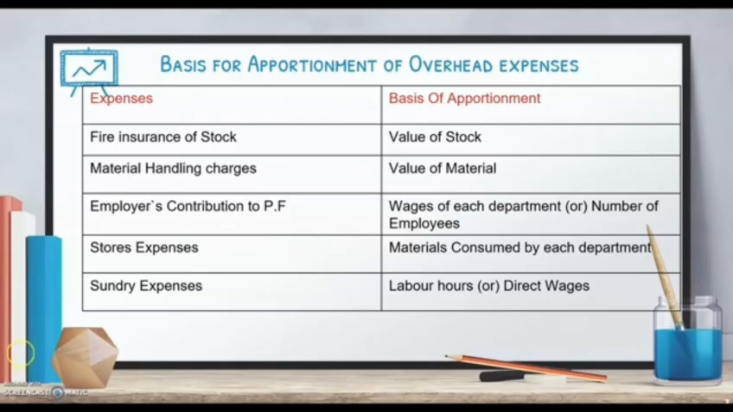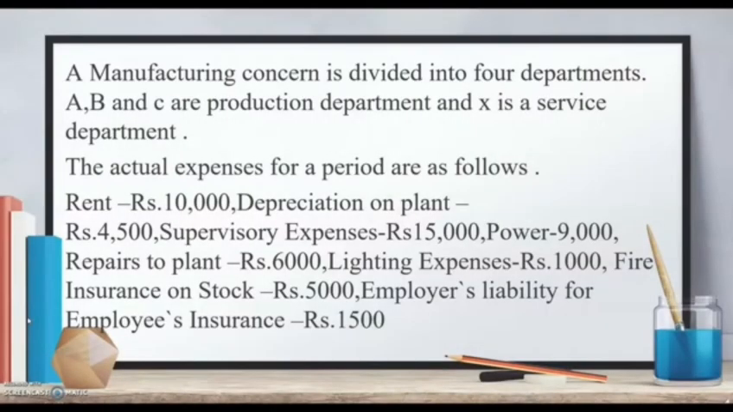The next one is a problem. We are going to see how to distribute the overheads. A manufacturing concern is divided into 4 departments. A, B and C are production departments, and X is a service department. Here the actual expenses for a period are as follows.